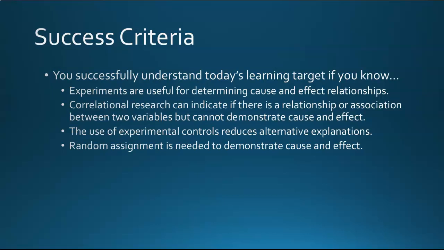Say it again with me. Correlation is not causation. You also successfully understood today's lecture if you know that scientists use experimental controls in order to minimize the number of potential reasons for the relationship they're seeing. One of the best ways to control variables in an experiment is to use random assignment. In so doing, scientists minimize the difference between the experimental group and the control group and minimize the possible explanations.